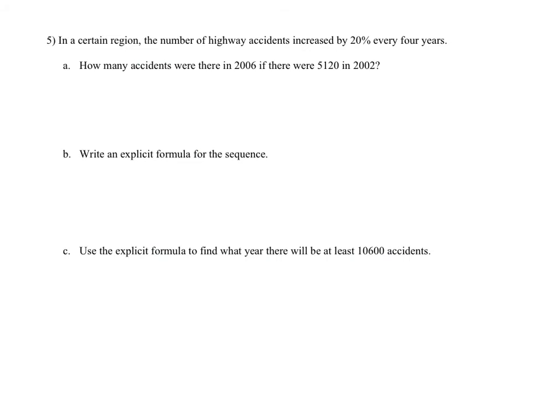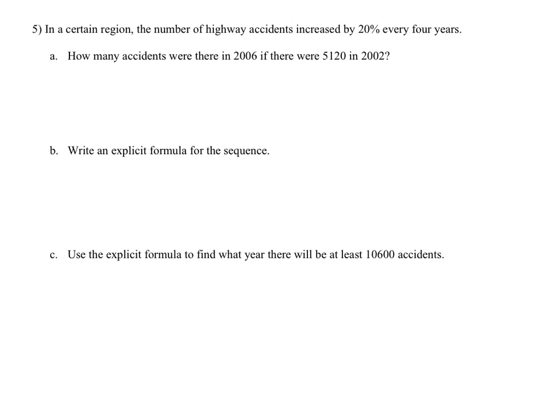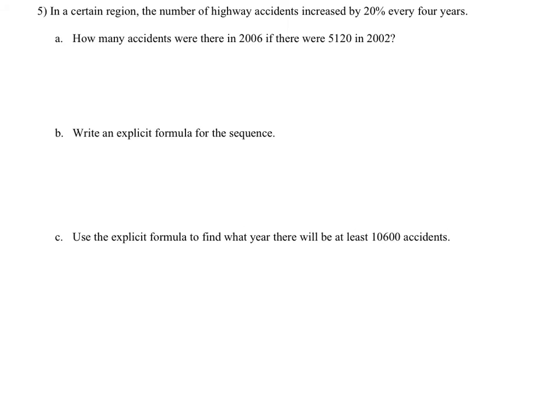Okay, finally we just have a basic word problem, just so you can get an idea if you ever want to come back and study this. In a certain region, the number of highway accidents increases by 20% every 4 years. So that's a key right here. Every 4 years, it goes up 20%. So this is an example of exponential growth. Every time you go up 20%, that is what you do.